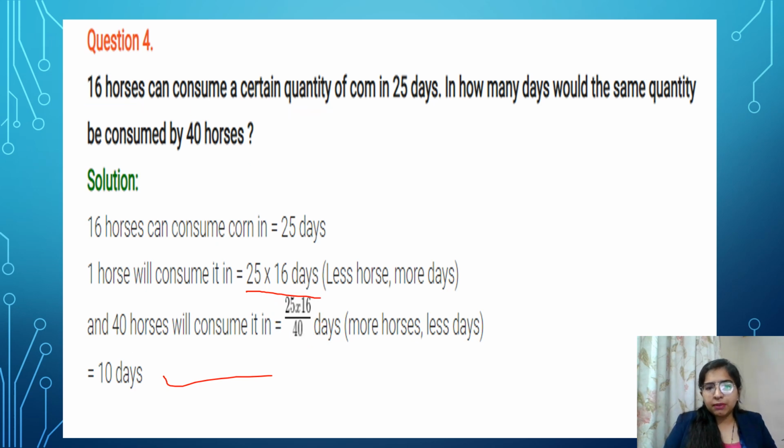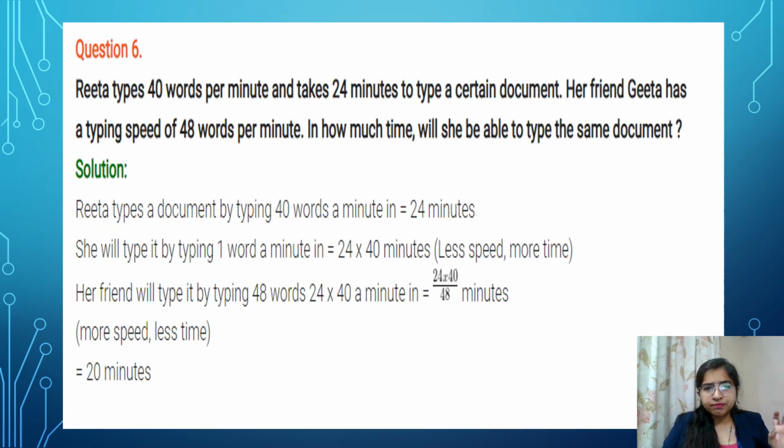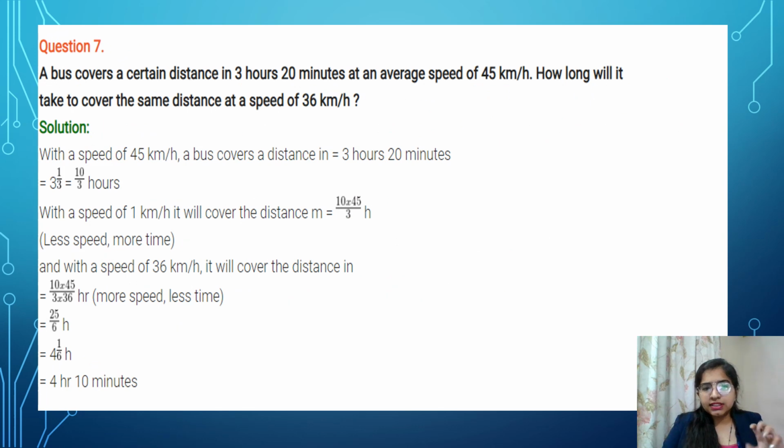If you have any type of doubt, you can ask me. Don't worry, you're free to ask in the doubt session. Clear? So next, same only. You should try. Okay. So I'm doing question number 7.